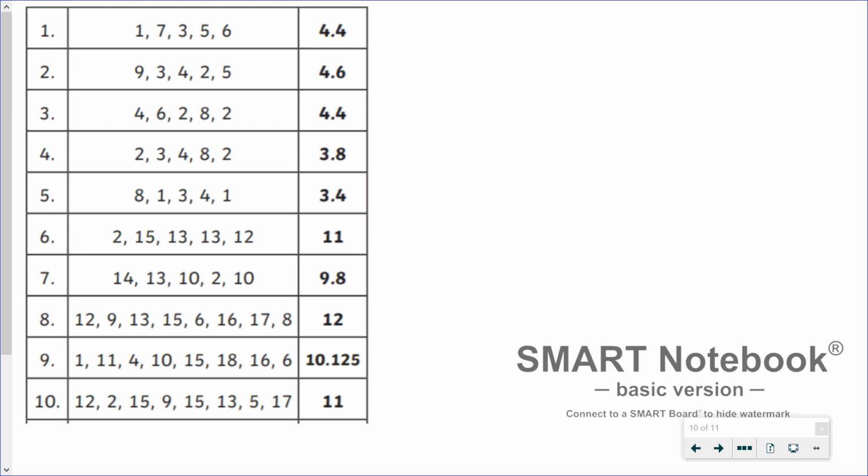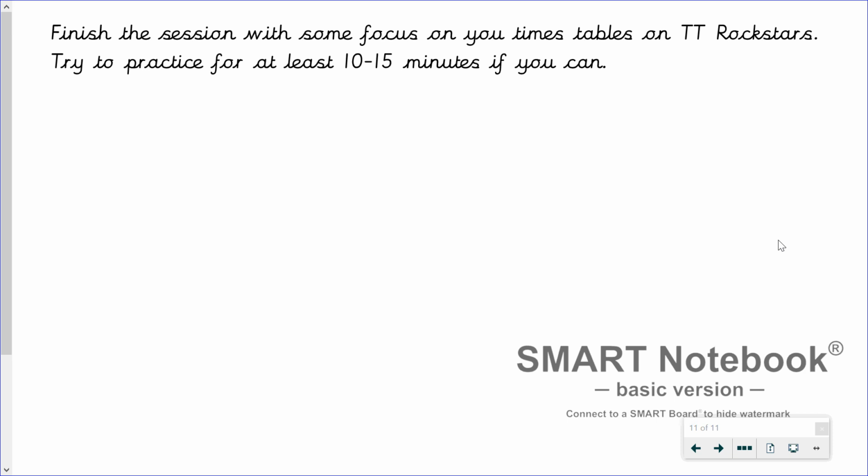Now to finish the session, can you go on to TT Rockstars and get those 10 to 15 minutes practice? Remember, hopefully if we come back to school in a couple of weeks, we are going to be doing that times table test that they're being set in year 4 to just test ourselves as year 6s, see if we can beat them. So you need to be practicing your times tables as much as you can, please.